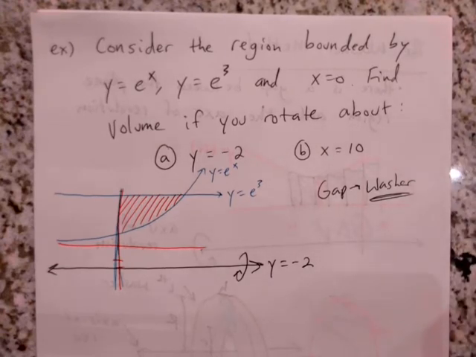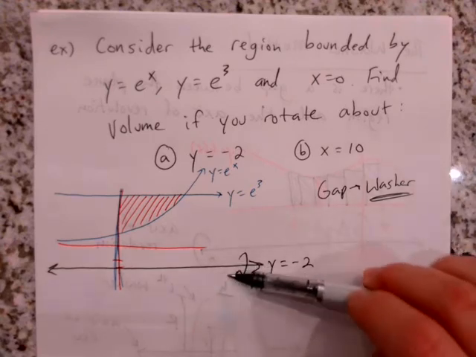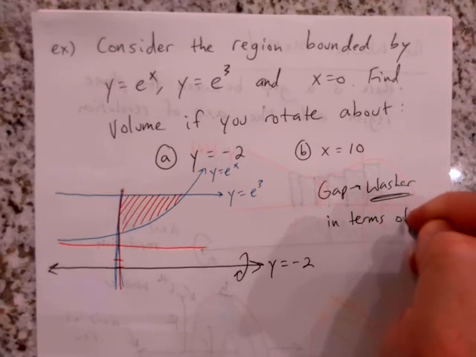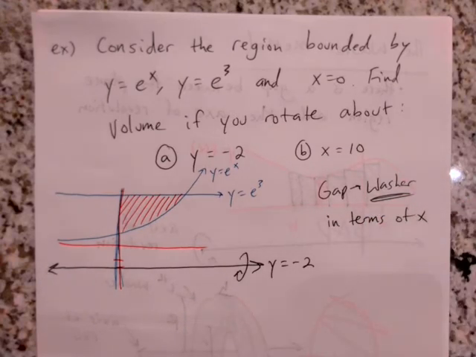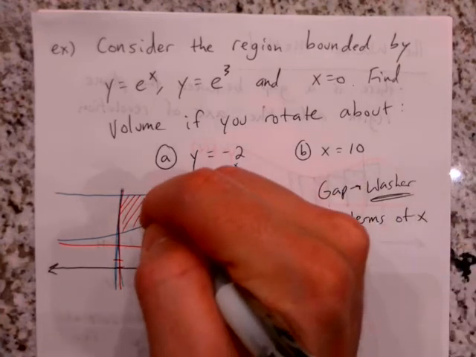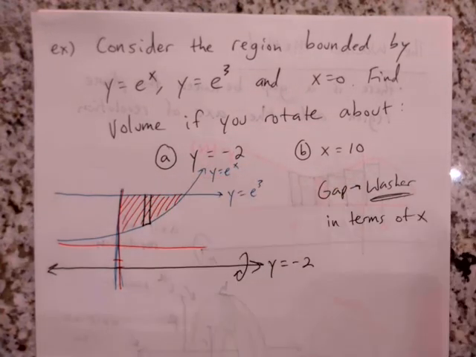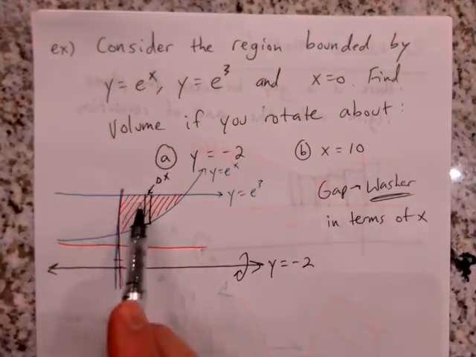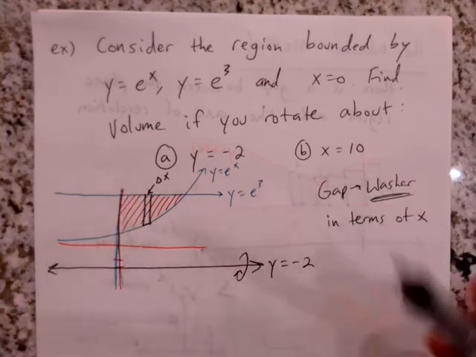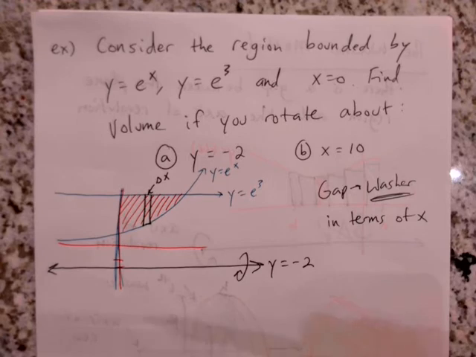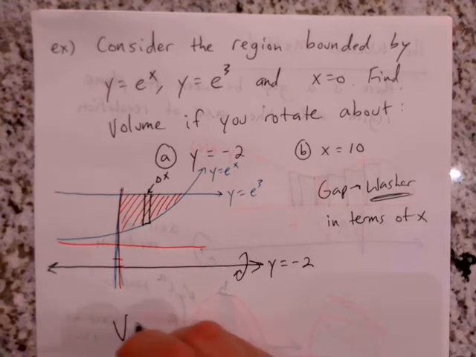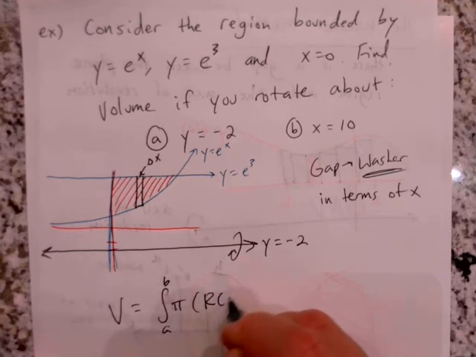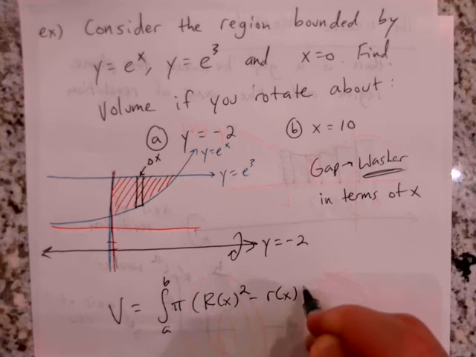Next, think of which variable to use. Are you in terms of x or y? We have a horizontal axis of revolution, so we're in terms of x, which you can see if you sketch out just one of the rectangles. This is one of the rectangles that we'll use to approximate the volume, and you can see that this is delta x. That's the change in x. Delta x leads to dx, which means x is your variable of integration. So the volume is going to be the integral from a to b, pi big R of x squared minus small r of x squared dx.